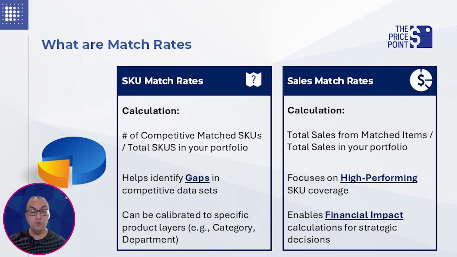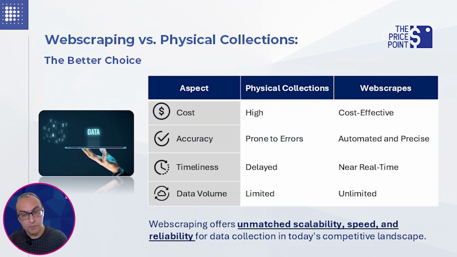Sales match rate is really about the proportion of your sales covered by matched items. So it goes beyond just a simple match, but it really talks about the financial significance of those items. These metrics are the foundations for effective pricing strategies and competitive analysis. Now, how do we improve it? Well, everything really starts with data. So let's talk about how we go about capturing data.